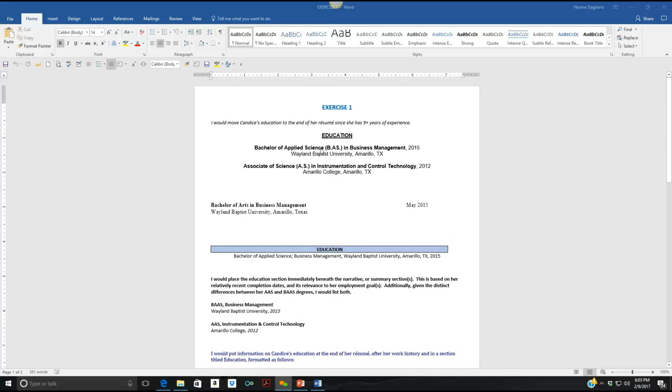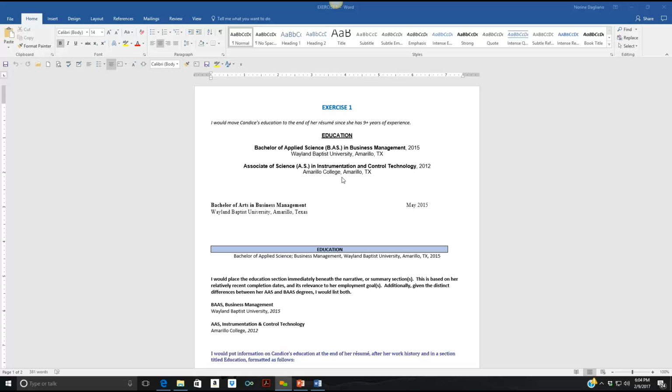So as we look at each of these, when the participant gave me a little tip, like on this first one, I made sure I included that. So the rationale here was to move the education to the end of the resume because Candace has more than 9 years of experience. And, of course, the rationale there would be that with 9-plus years of experience, the experience may have a higher precedence than the actual education. But as you'll see as we go through these, some people felt that the education should come up higher.